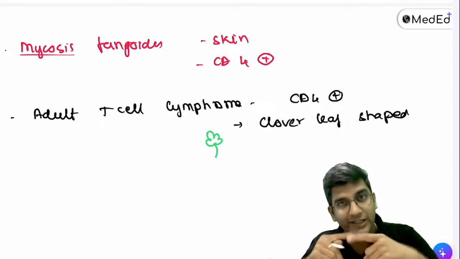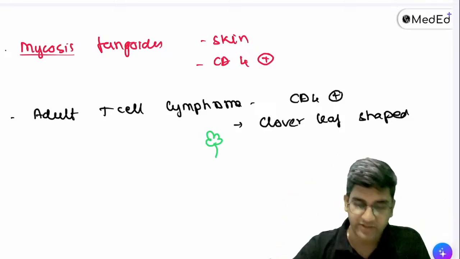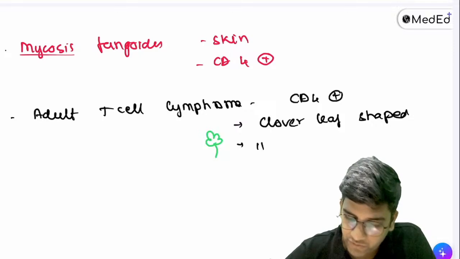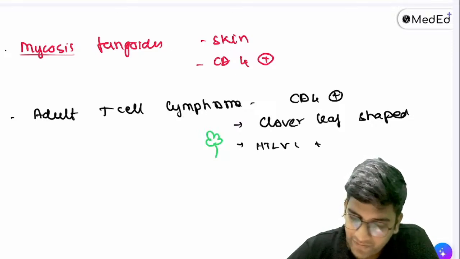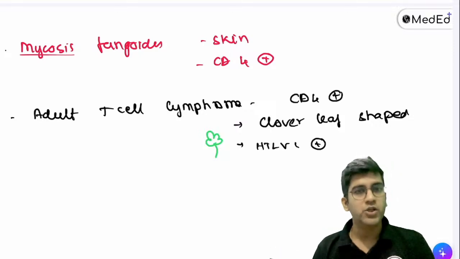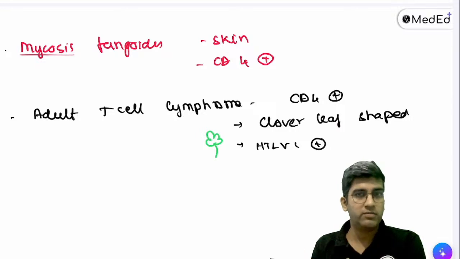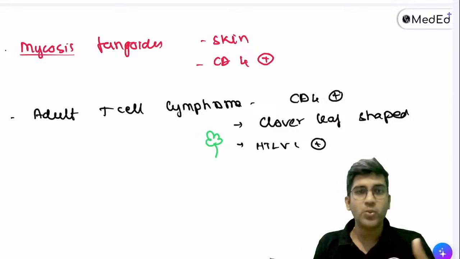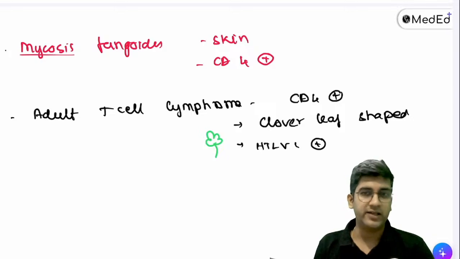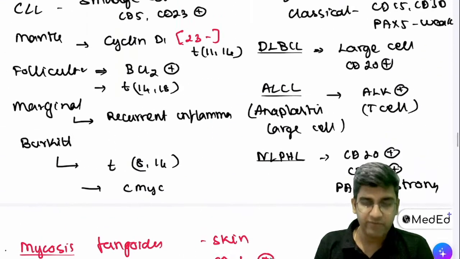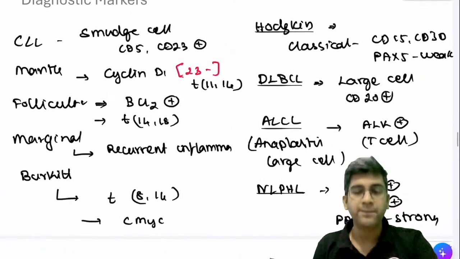So that thing, it'll have lots of flower like cells, clover leaf like cells, and this is positive for HTLV1. That's a virus which causes it. That's positive here, right? So clover leaf shaped blast or immature cells will be there in case of adult T cell leukemia lymphoma. Not very common, but it's a very classical finding here, right? So this is more than enough for you to remember in case of lymphoma leukemia.